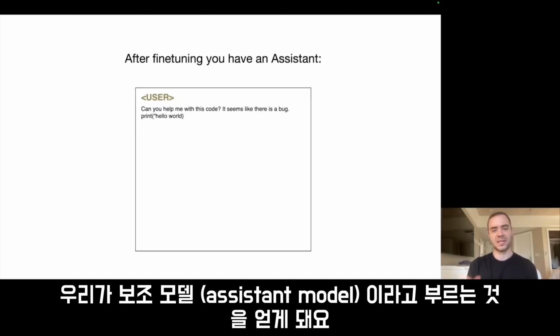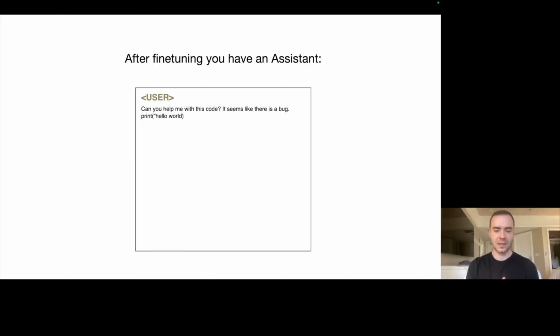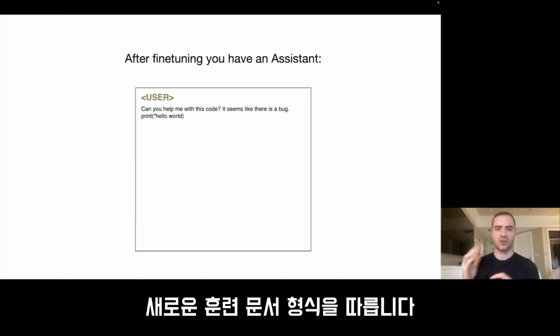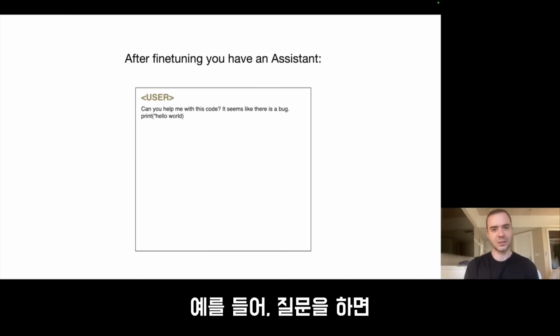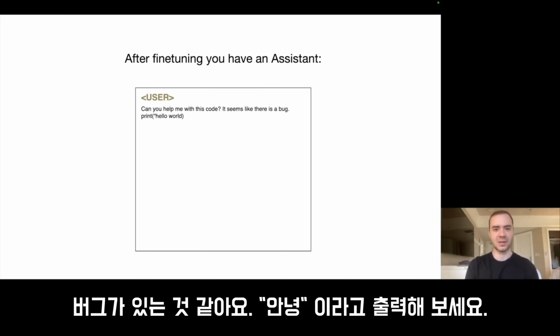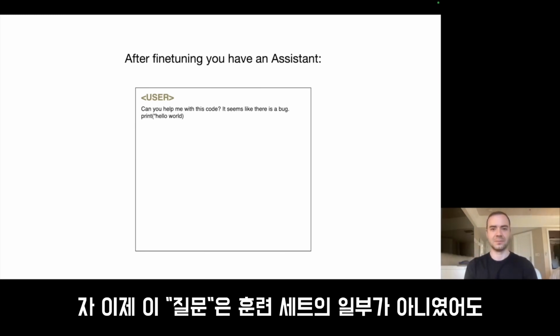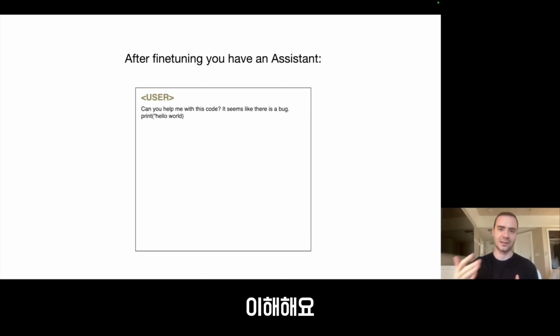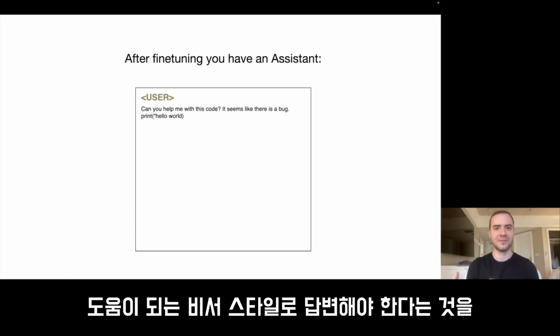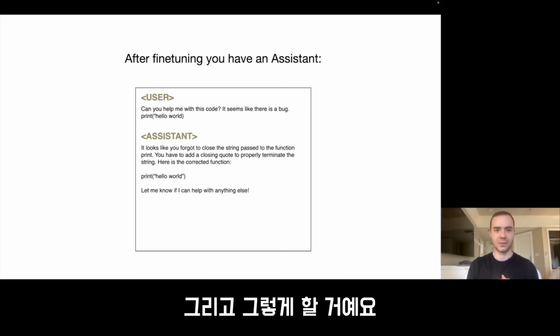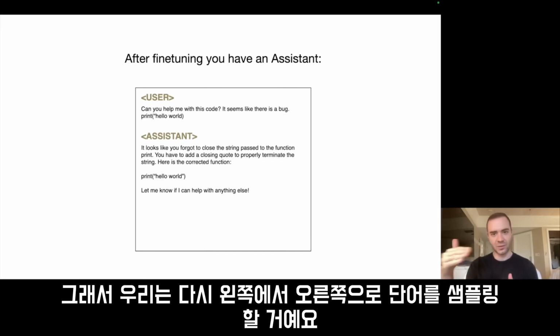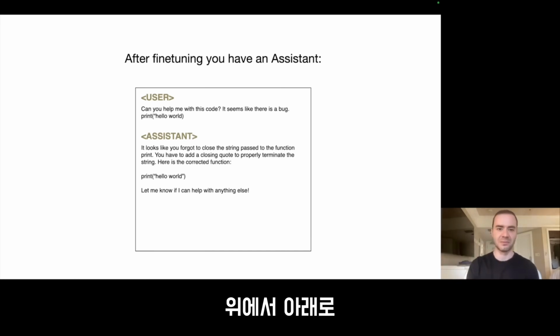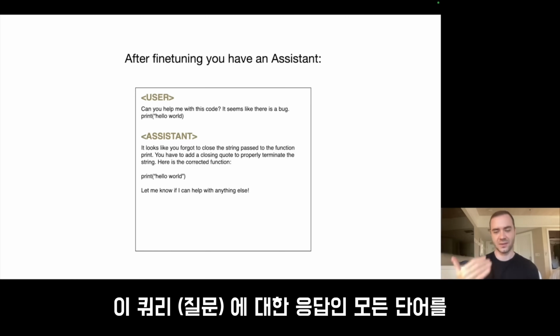Once you do this, you obtain what we call an assistant model. This assistant model now subscribes to the form of its new training documents. So for example, if you give it a question, like, can you help me with this code? It seems like there's a bug, print hello world. Even though this question specifically was not part of the training set, the model, after its fine-tuning, understands that it should answer in the style of a helpful assistant to these kinds of questions. And it will do that. It will sample word by word again, from left to right, from top to bottom, all these words that are the response to this query.